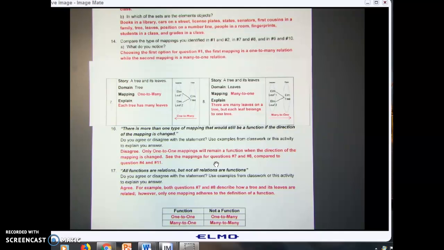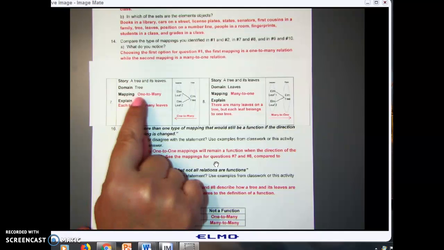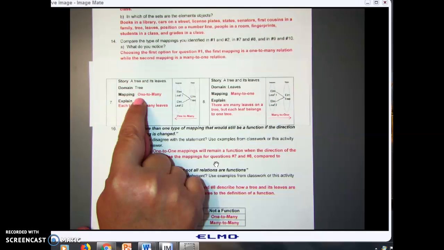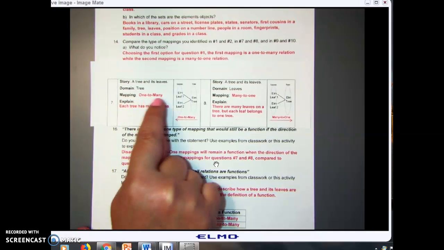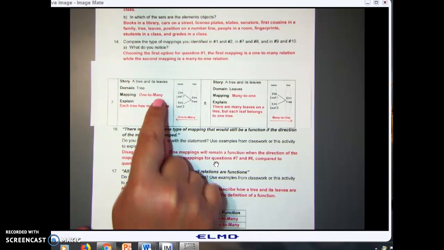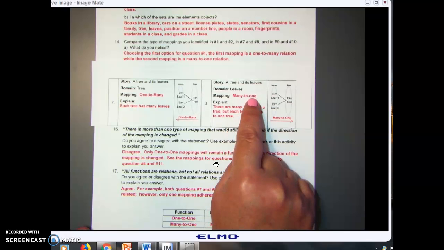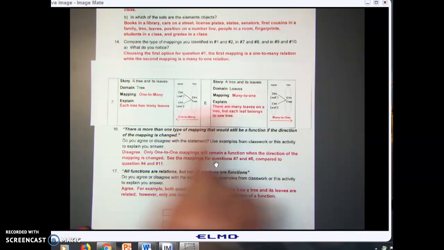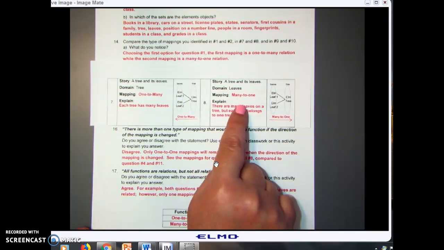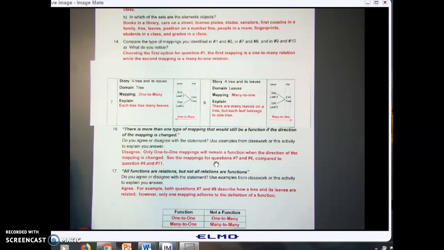So if you think of it like a calculator, if I plugged in a tree into a tree calculator and I wanted to know what leaves belong on it, do you see the calculator would have to give me many different answers? And calculators don't like to do that. And so number 7 would not be a function. Whereas question number 8, I could plug in each leaf and know which single tree that leaf belongs to. And so that would be a function. So we went from being not a function to being a function by switching the direction.